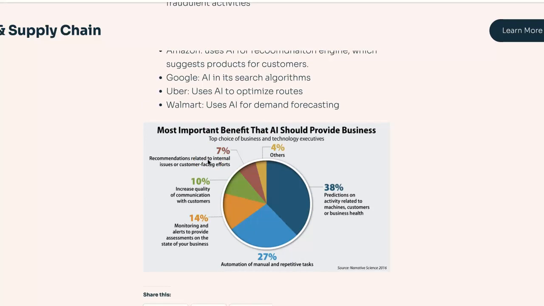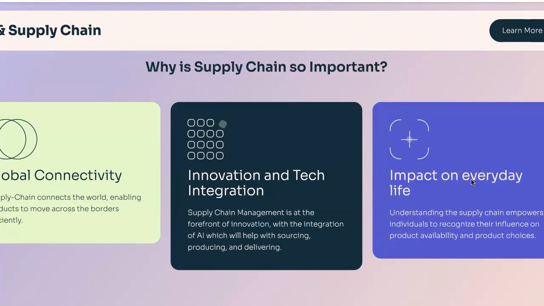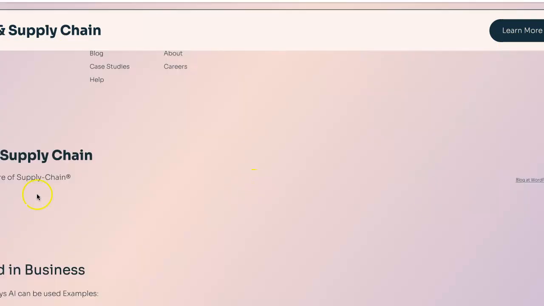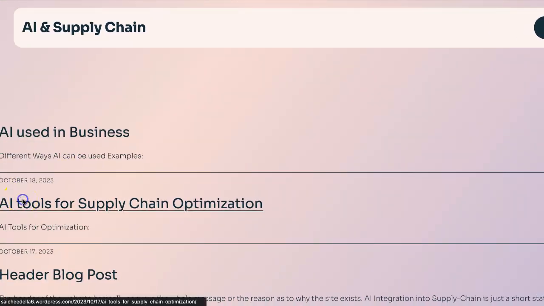And this is the image. It's really important that my website has a lot of images, so you're not only looking at words, but have a clear understanding of my website's goals and topic. This image shows the most important benefit that AI should provide in business. If you click that, it will take you back to the main page to learn more, to the about page, and now we're going to go to the AI tools for optimization.